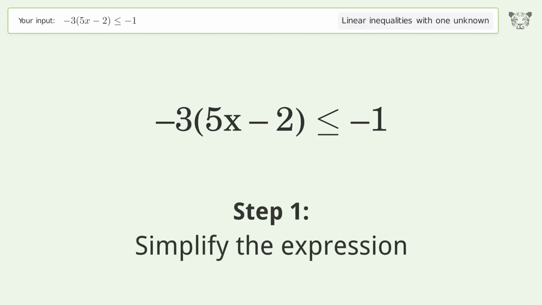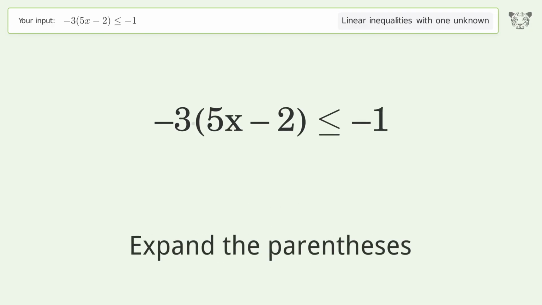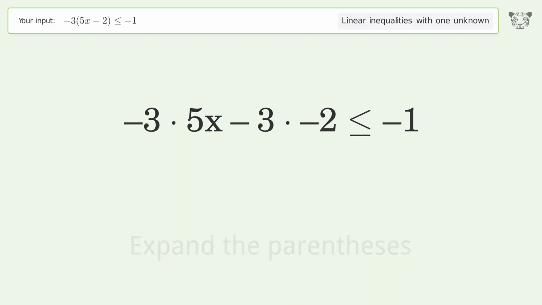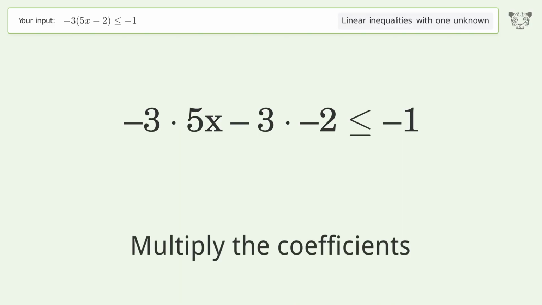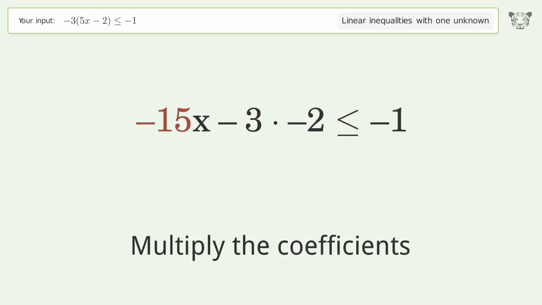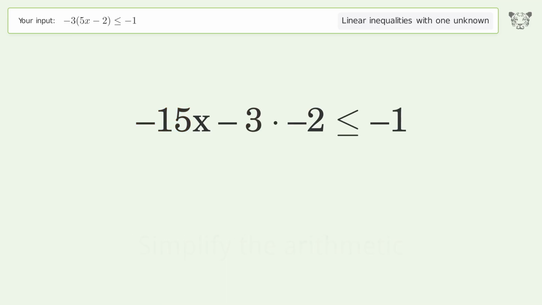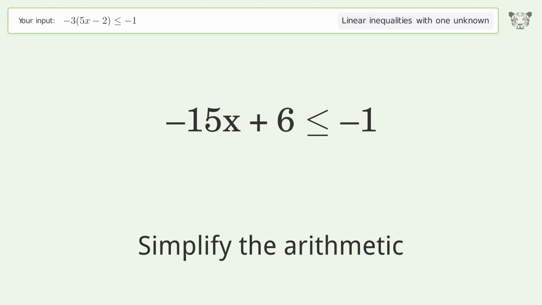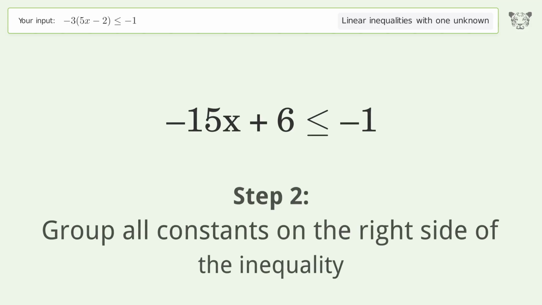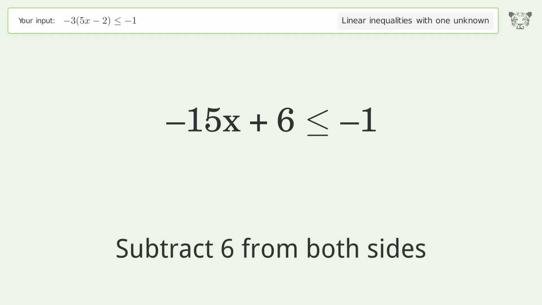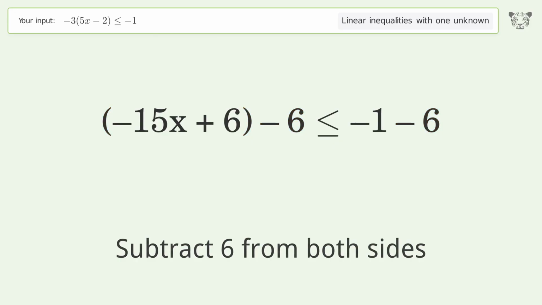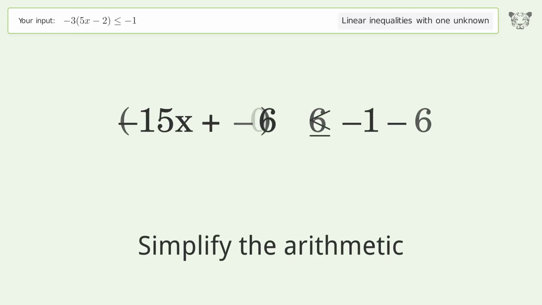Simplify the expression. Expand the parentheses. Multiply the coefficients. Simplify the arithmetic. Group all constants on the right side of the inequality. Subtract 6 from both sides. Simplify the arithmetic.